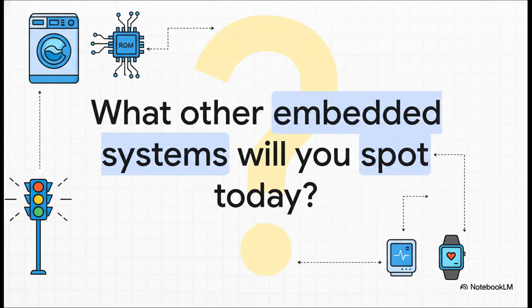So now that you've got this under your belt, you'll start noticing these incredible embedded systems literally everywhere, from your microwave to the traffic lights you pass on the way home. They are the secret brains running our modern world. So keep your eyes peeled for them.